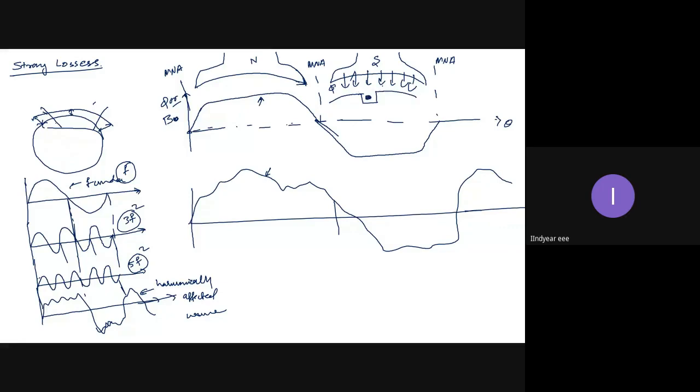Now, distortion of the main field flux occurs when the armature flux created interacts with the main field flux here. And some part of the flux created by this armature conductor may not link the main field flux. It will complete its path around the conductor only.